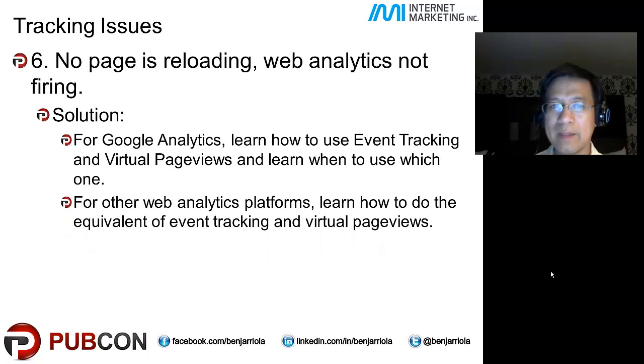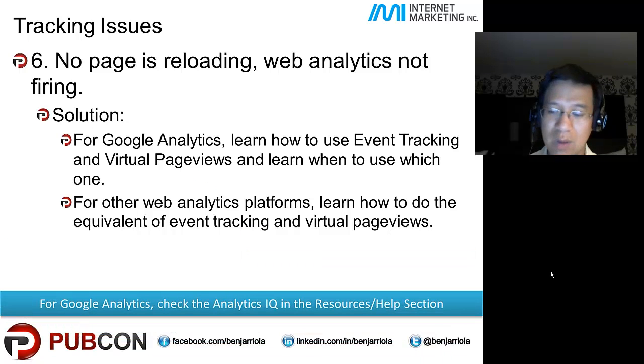Okay? Now, if you're not using Google Analytics, you're using Omniture, Adobe Marketing, whatever they call it now, Core Metrics, which is now owned by IBM. They also have a different name for it today. There's Web Trends and all other web analytics platforms. If you're using a different platform, then you have to learn how to implement event tracking and virtual page views on that specific platform.